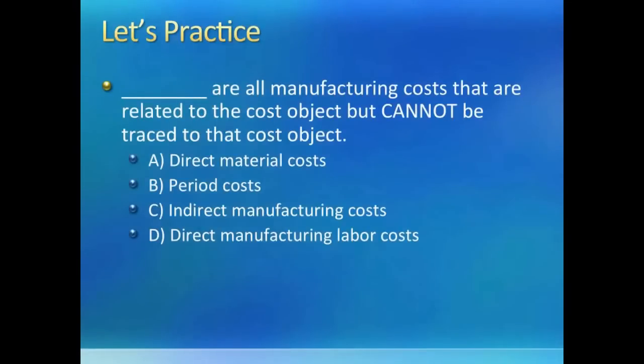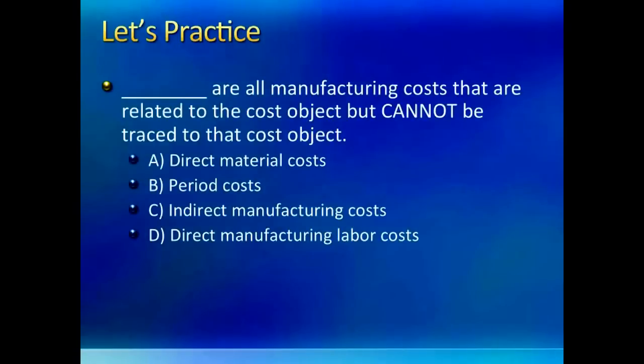The question says, which costs are all manufacturing costs that are related to the cost object but cannot be traced to that cost object? And your options are direct material costs, period costs, indirect manufacturing costs, and direct manufacturing costs. Remember, direct manufacturing labor costs are those costs that are related to the cost object and can be easily traced to the cost object. Only indirect manufacturing costs are those that are related to the cost object but cannot be traced to that cost object. So our correct answer in this case is C.